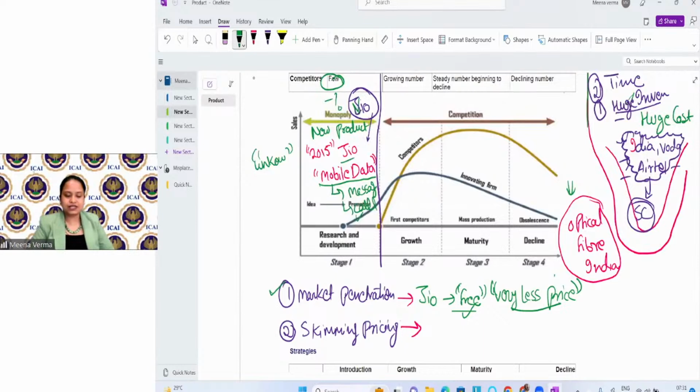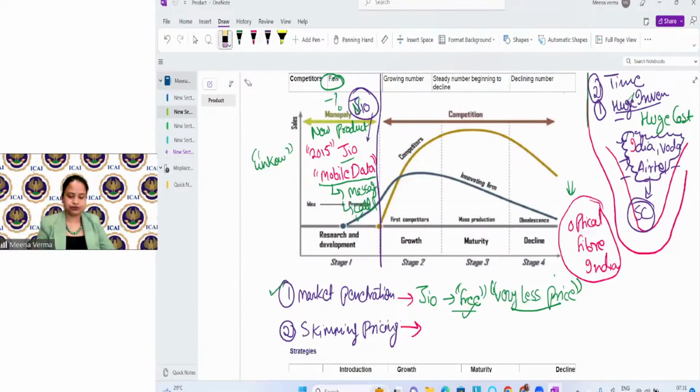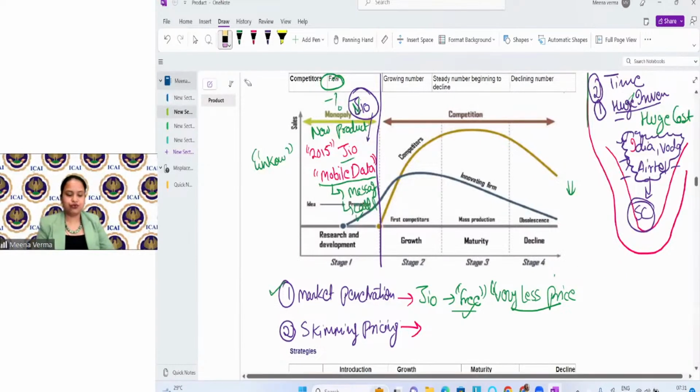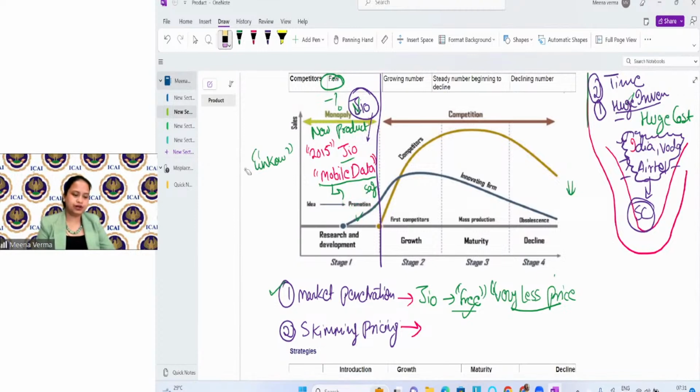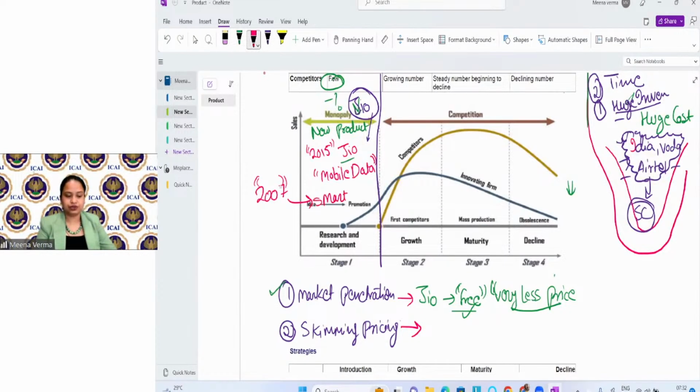And what is skimming pricing strategy? Okay, let me tell you about the skimming pricing strategy also. I don't know if you know about it or not, but let me talk about the Apple company. Apple introduced their smartphone in 2005 or 2007, I think. They introduced their Apple mobile phone, the first smartphone in the world, and they called it a revolutionary product.